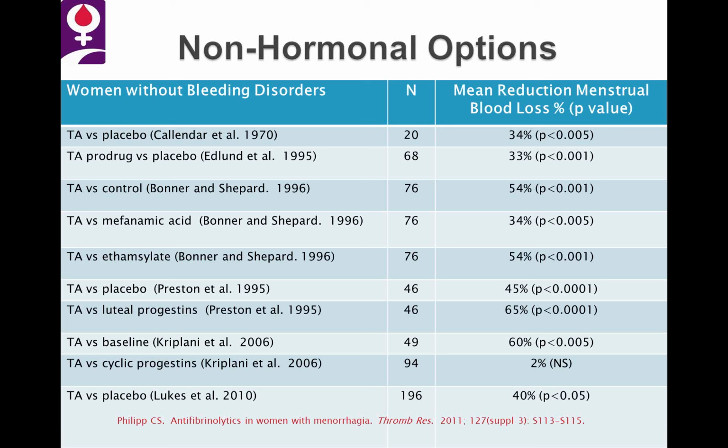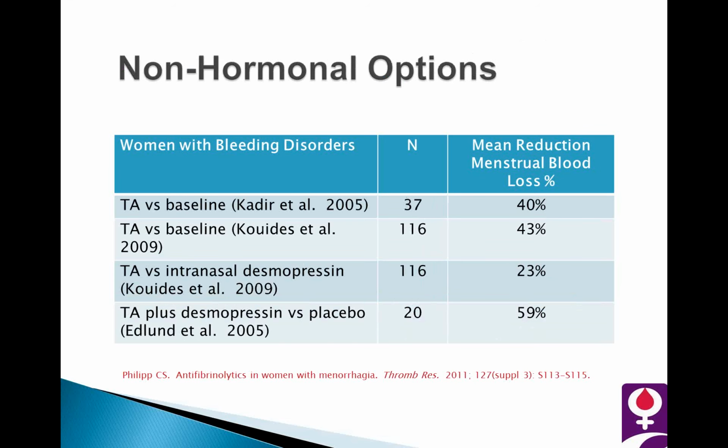And so in this study that looked at women without bleeding disorders, they were looking at the effectiveness of tranexamic acid versus various agents, either placebo or mefenamic acid, progestins, a variety of agents were utilized. And what they found is that regardless, tranexamic acid demonstrated a decrease in the mean blood loss for all patients, regardless of having an underlying bleeding disorder or not. So this really just looked at those without bleeding disorders.